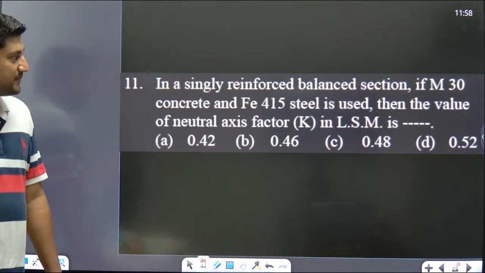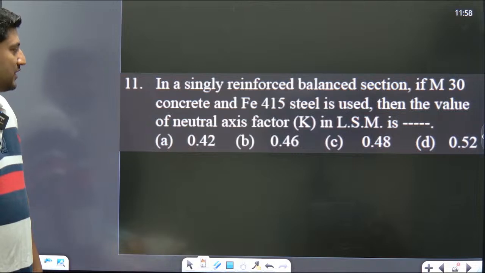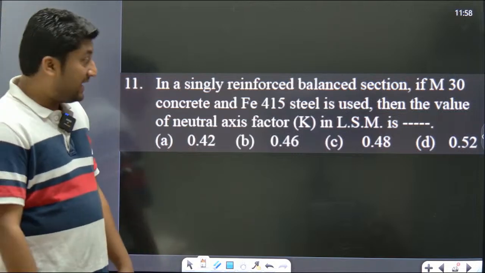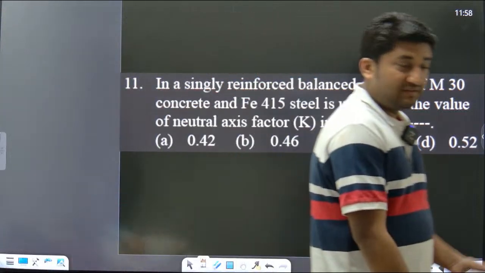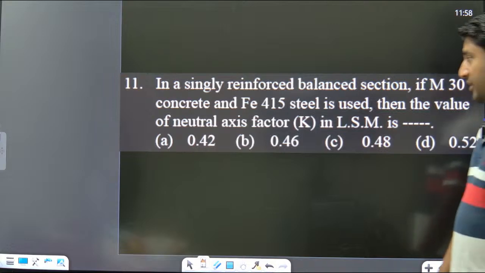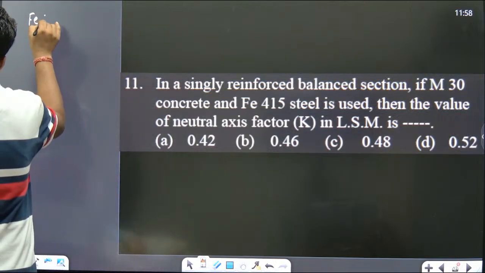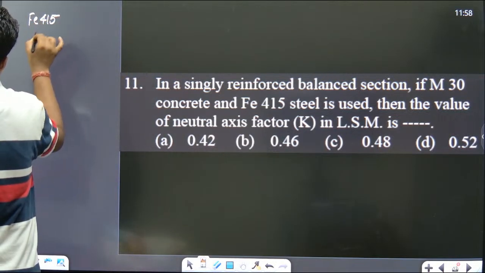In a singly reinforced balanced section, if M30 concrete and Fe415 steel is used, then the value of neutral axis K in LSM. Please mind it, this value is in LSM. For Fe415, what is the value of K?